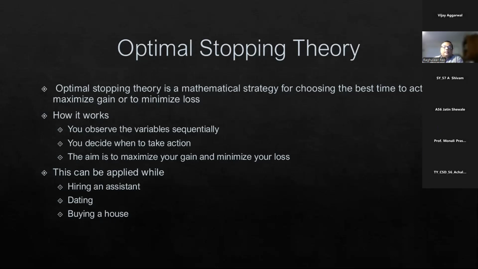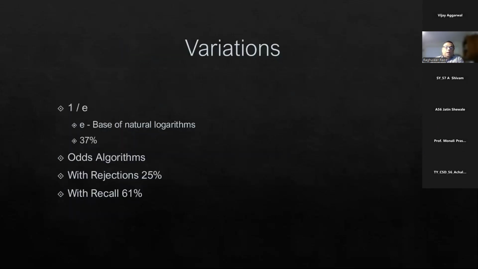This kind of problem can be applied in multiple domains. We'll go over all these in the coming slides. Theoretically, mathematically, what we have is 1 by e, about 37% of the candidates you should be able to interview. That gives you a baseline.